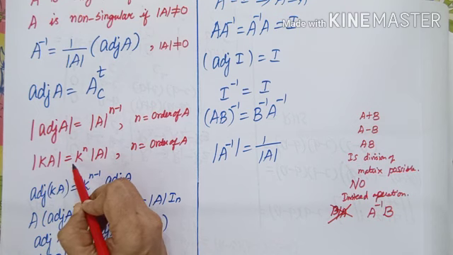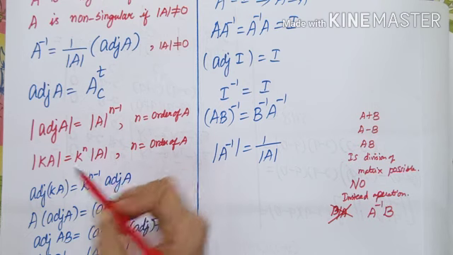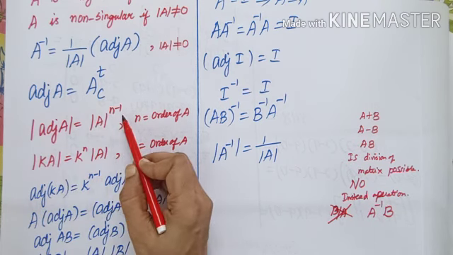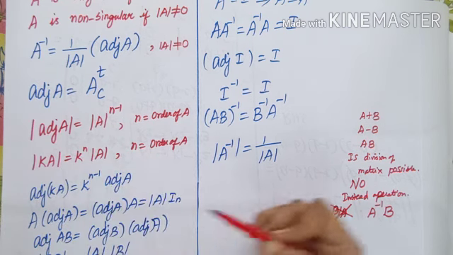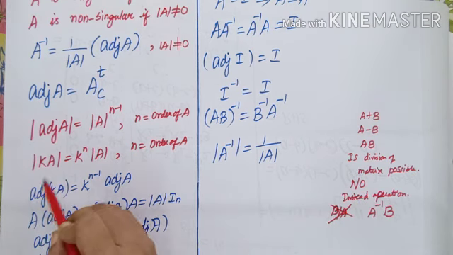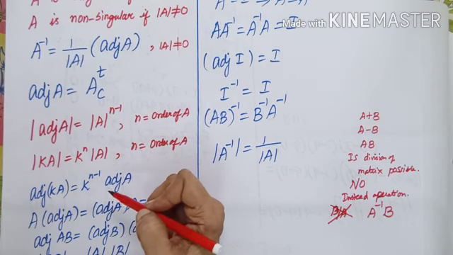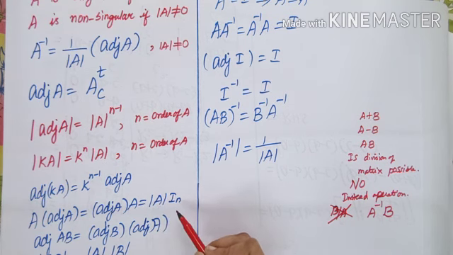Determinant kA equals k power n determinant A. Notice the two things. In adjoint, we say determinant A power n minus 1. In determinant kA, we say k power n determinant A. And adjoint of kA, I must link both. It is k power n minus 1 adjoint of A. A into adjoint A into A should give me determinant A into In.